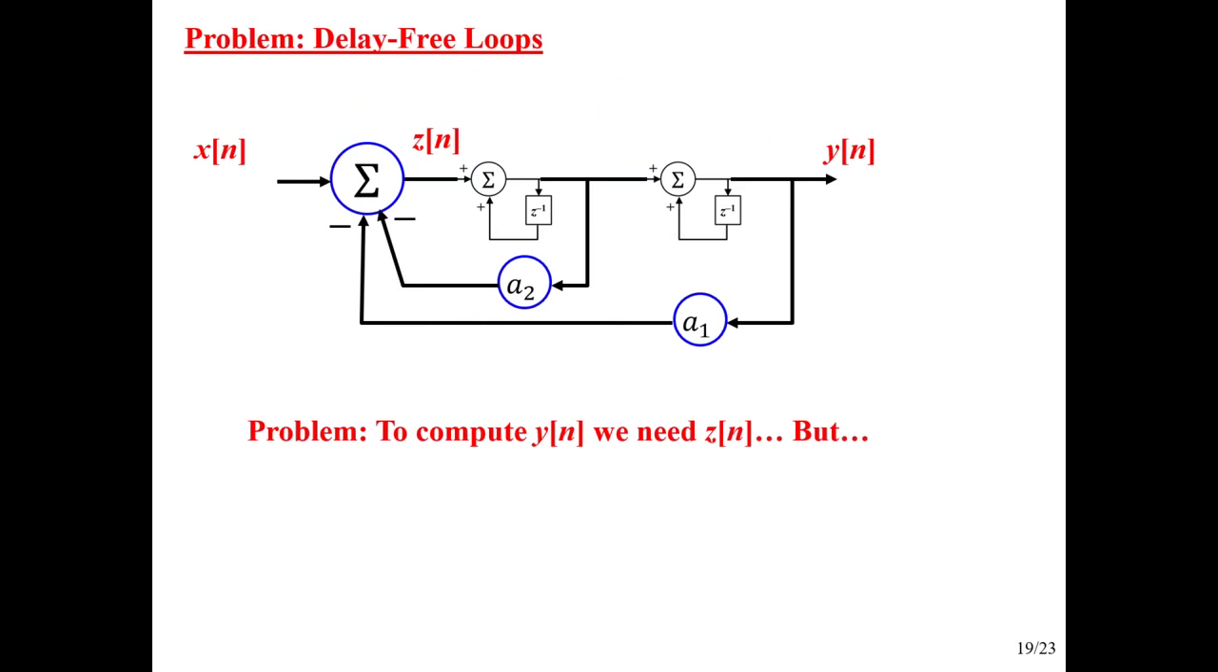Well, here's the problem. At some point, I need to compute y of n. What do I need to compute that? Well, I need z of n, because that z of n is going to flow through here and through here. So to compute this number, I need z of n, and to compute this number, I need z of n. But to compute z of n, I need y of n. So this is really like a dog chasing its tail. And the same thing happens with this inner delay-free loop as well. So that's a problem.